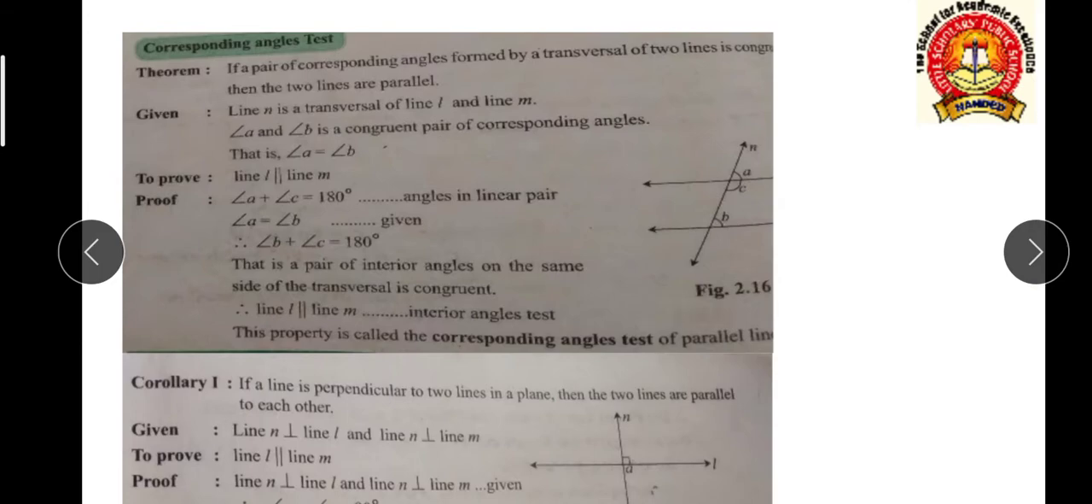Yes, what is given here? N is a transversal, and lines L and M are the two lines. Now angle A and angle B are congruent because they are corresponding angles, it is already given here, okay, and we have to prove that L is parallel to M. Now students, here angle A plus angle C is equal to 180, that is angles in a linear pair. Yes, angle A and angle C are a linear pair, but what is given here? Angle A is equal to angle B.